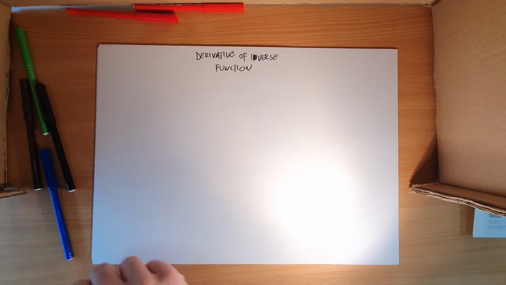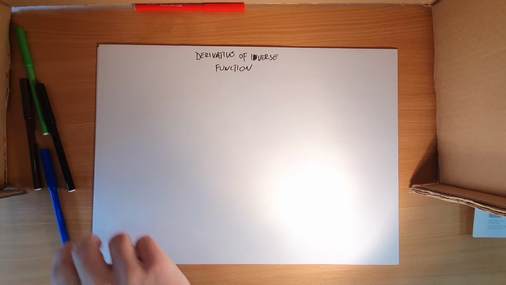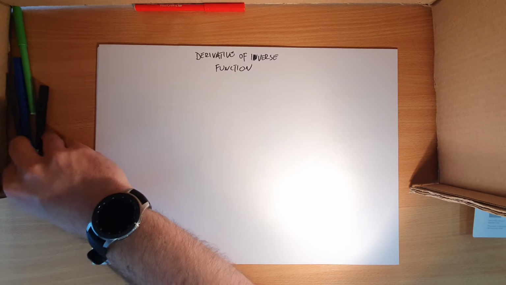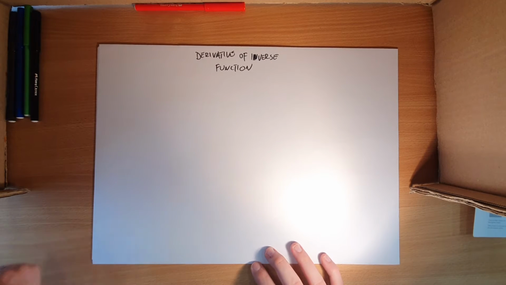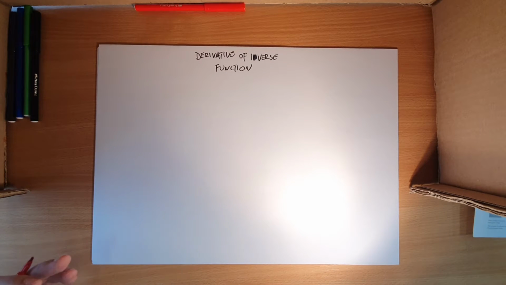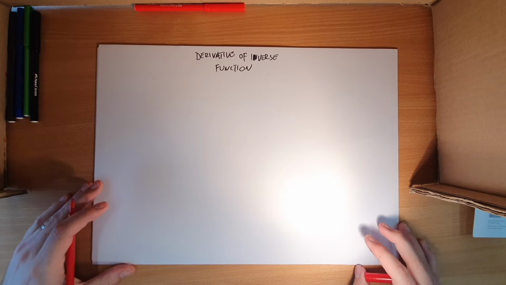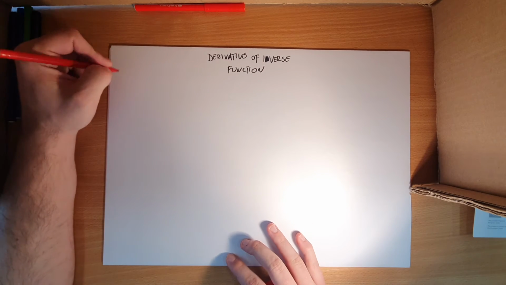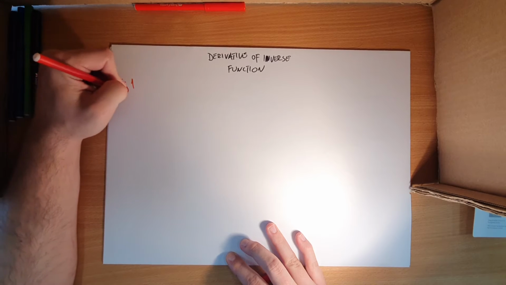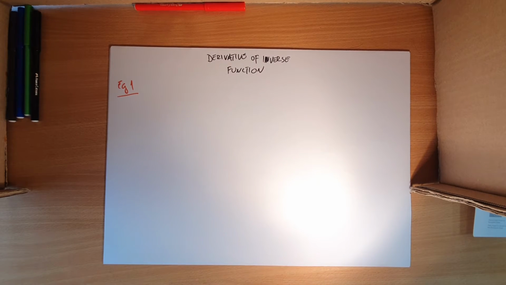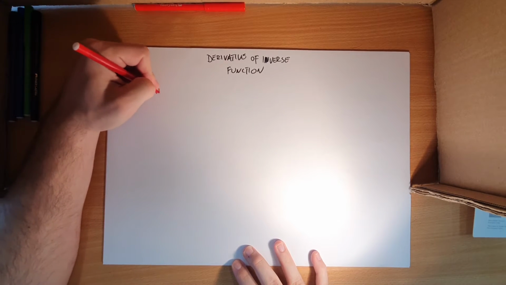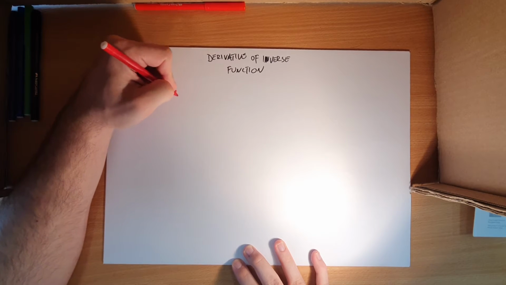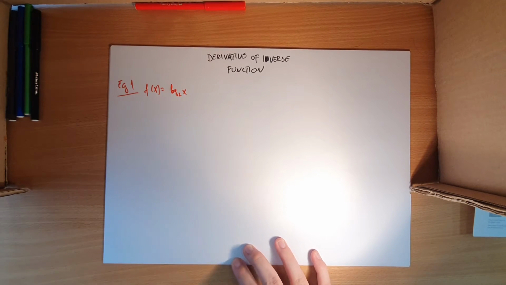Now, in order for us to be able to talk about the derivative of an inverse function, we have to go through and remember what we talked about regarding the inverse function itself. So let's go through an example to remember what we have been talking about earlier. Example 1, just so we have a number. Let's say you are given a function where f of x equals logarithm base 2 of x.